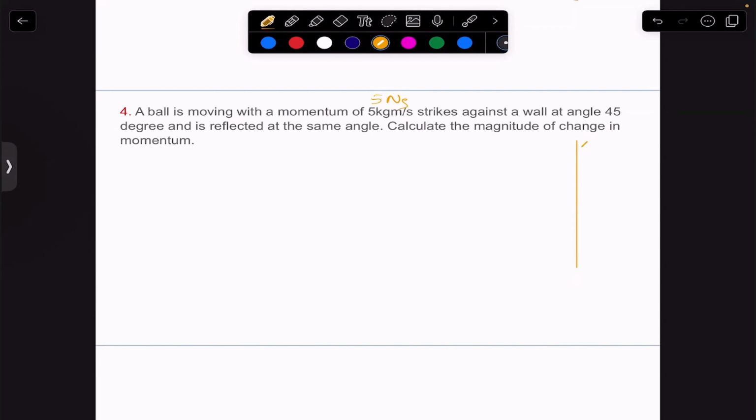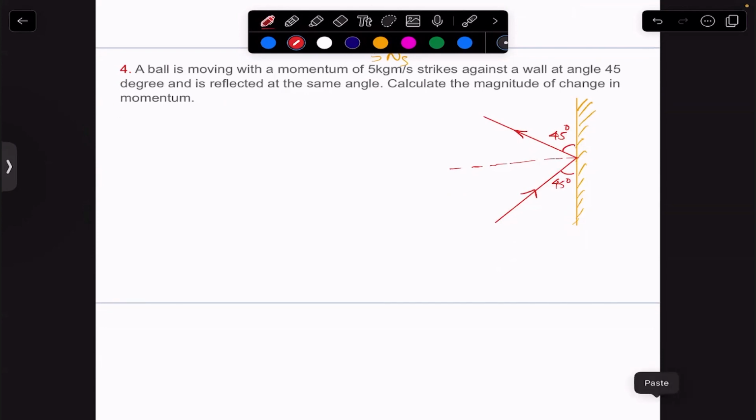So this is the wall. Now, a ball is coming and hitting the wall at an angle of 45 degrees. This is the normal to the wall. So it is reflecting or rebounding at the same angle, 45 degrees.